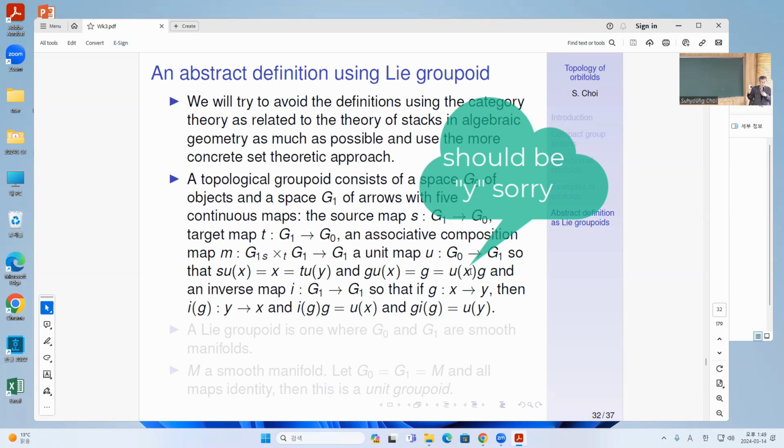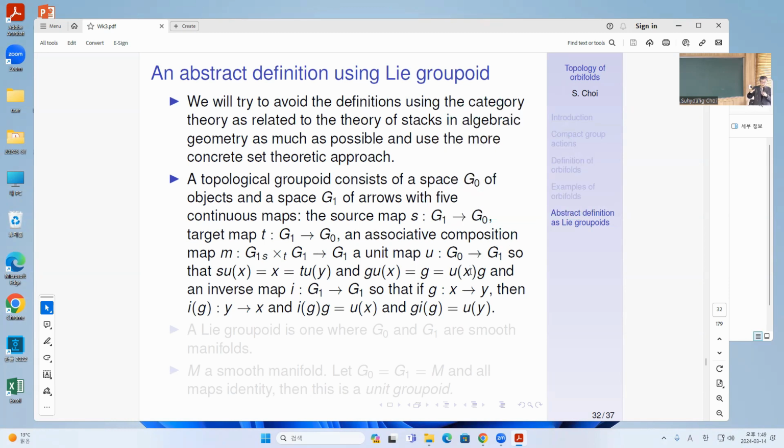This is a categorical thing. Whenever you multiply, the target of the first map has to be the source of the second map. These are the morphisms in category theory. And then, of course, there's an inverse map. If G is an arrow going from X to Y, you can think of X as an object in a category and G as the morphism. Then I(G) is going from Y to X, and I(G)G is U(X). So you go along G and then do the inverse, then that's the unit.